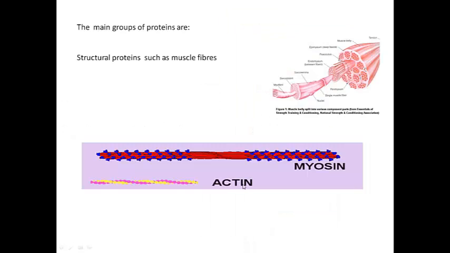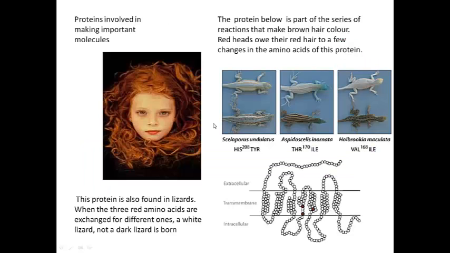The main groups of proteins are actually proteins that form something structural in your cells, such as muscle fibers. There are genes for the substances myosin and actin, and they're the muscle fibers that make up muscle bundles and muscle filaments. Other proteins just may make important molecules in your cell.